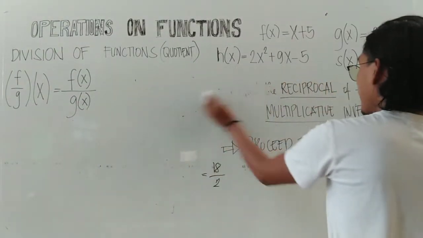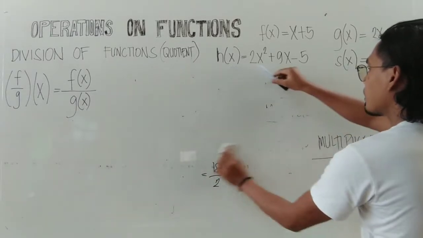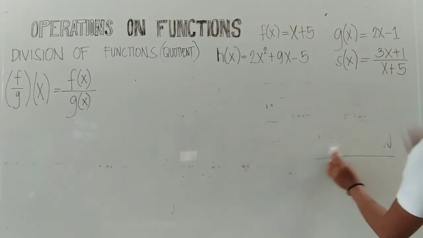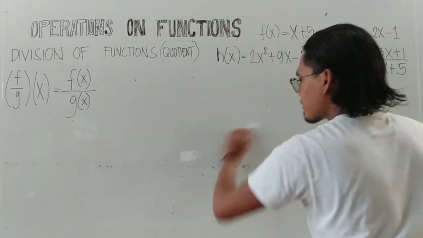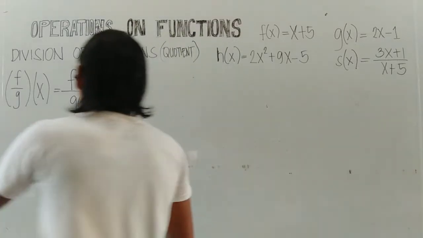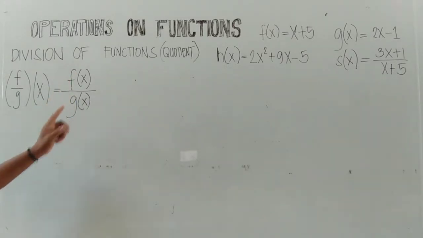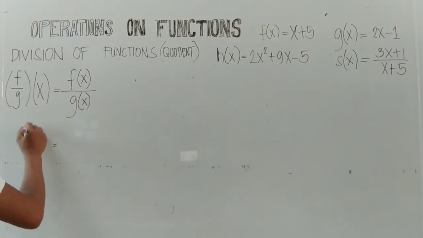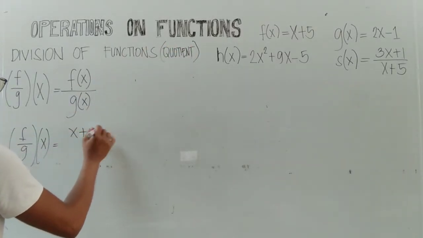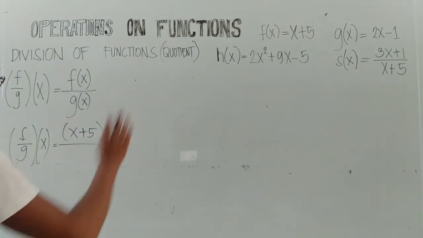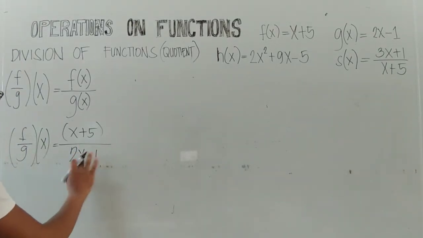For example, on the board, we have functions f of x equals x plus 5, then g of x equals 2x minus 1, then h of x equals 2x squared plus 9x minus 5, and s of x is equal to 3x plus 1 over x plus 5. Okay, so first, assuming we are required to get the quotient of f and g of x, that is equal to f of x divided by g of x. By substitution, we have f over g of x equals f of x, which is x plus 5. To be basic, we use parentheses. Then we have g of x, which is 2x minus 1, our given.